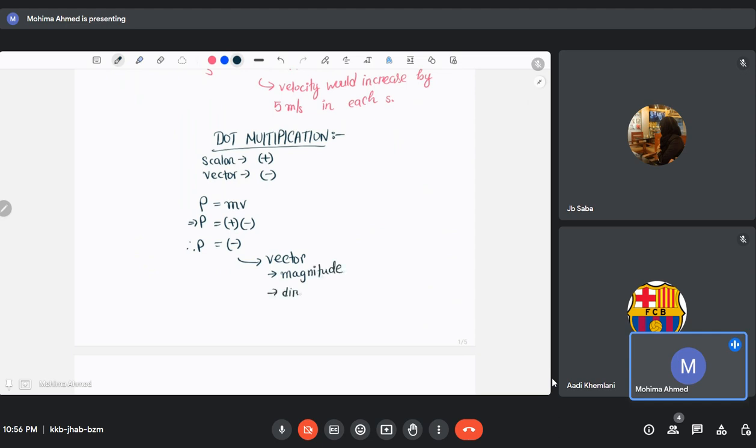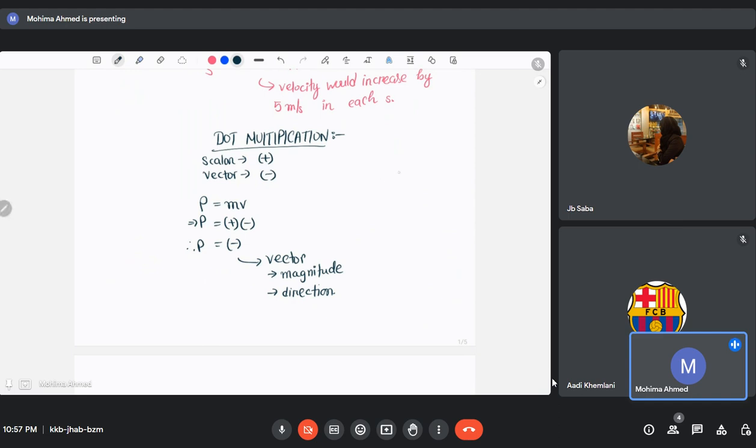Now, if an object is moving with constant velocity or constant momentum but changing its direction, then we would say that the object's momentum is also changing, because we're not only focusing on the magnitude of the momentum, we're also going to focus on the direction of the momentum here because it is a vector quantity.